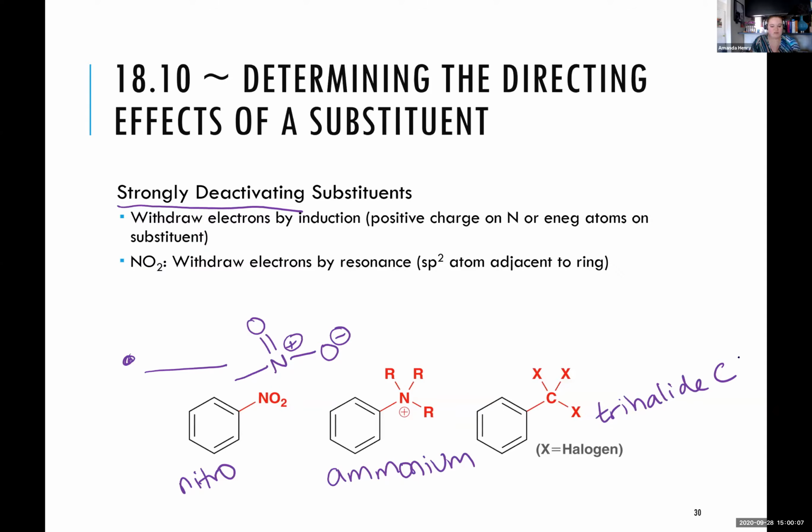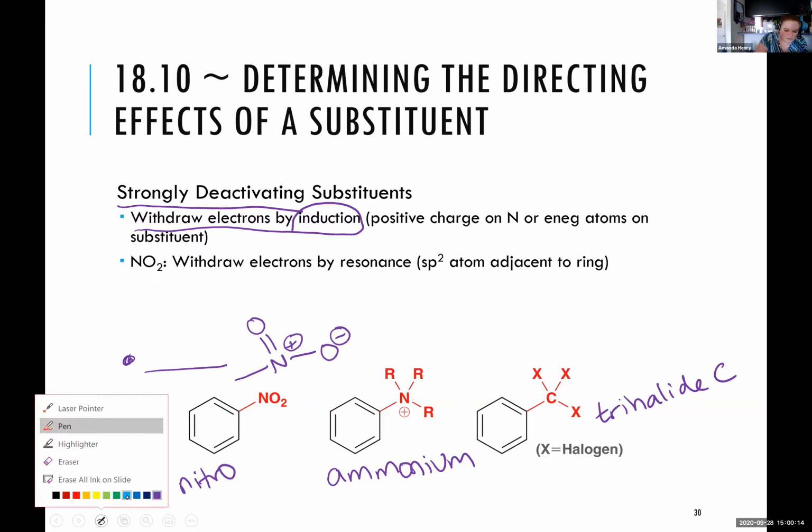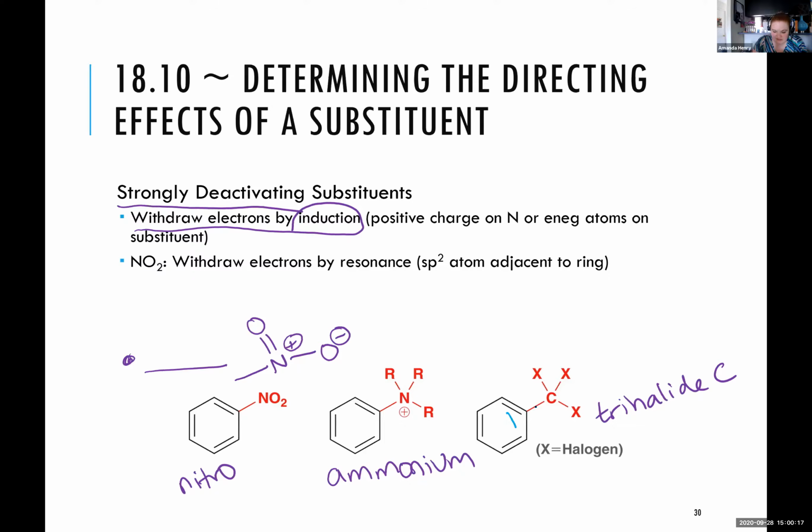All of them can withdraw electrons through induction. Our trihalide definitely has the benefit of electronegativity. We have those 3 electronegative atoms bonded to our carbon. So it's going to pull the electrons from the ring through induction because of that dipole moment. And with the NO2, same thing. It's going to pull those electrons towards that NO2 group. We have 3 electronegative atoms there, the 2 oxygens and the nitrogen.